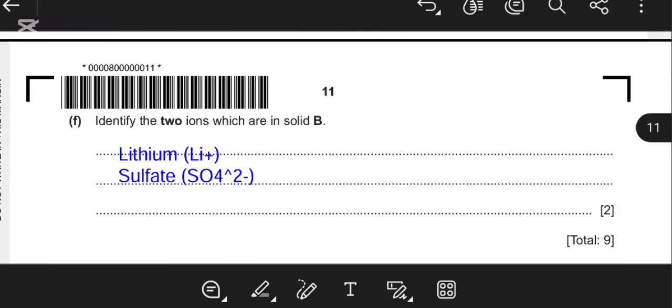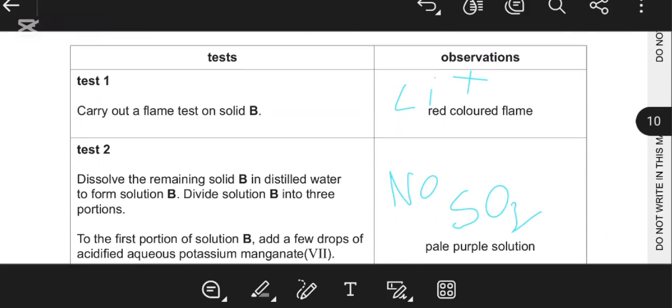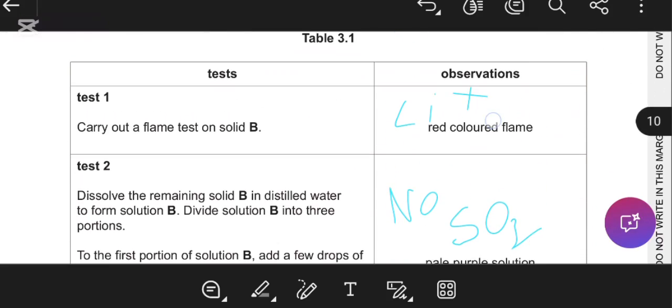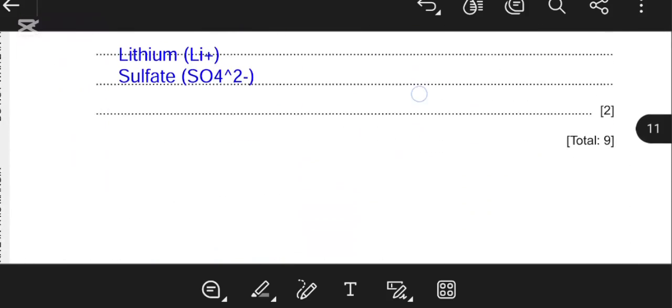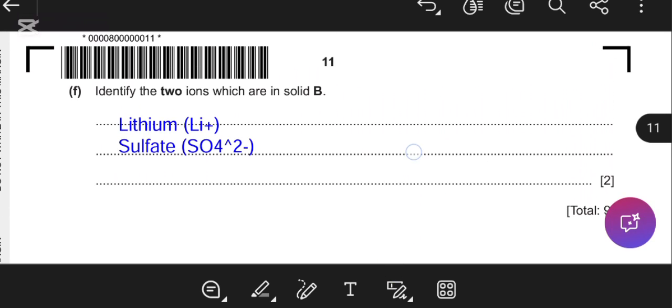Next, identify 2 ions that are present in solid B. Till now, we only deduced 2 ions. There's no SO2, so there's Li+ and SO4 2-, lithium and sulfate. You can write it in any way. You can either write the name or the symbols.